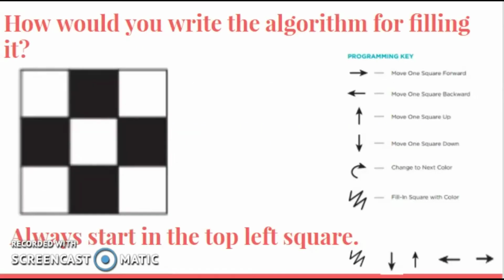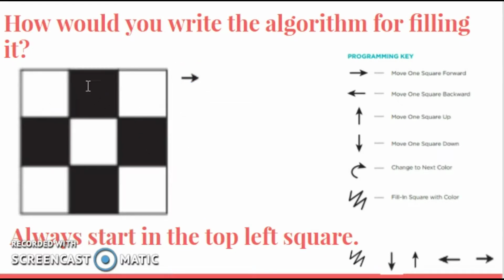So let's look at this, okay? How would we write an algorithm for filling it in? Okay, we're going to start up here in the top left corner over here. And we're going to use these symbols over here, just like I just showed you. So we're going to start here. Now let's decompose it, break it down. What's the next step? Okay, so we're going to start here, and we're going to move, I'm going to move this over here. Okay, so we need to move one square forward. Move that up a little bit more to give us a little bit more room. Okay, so we have move one square forward.